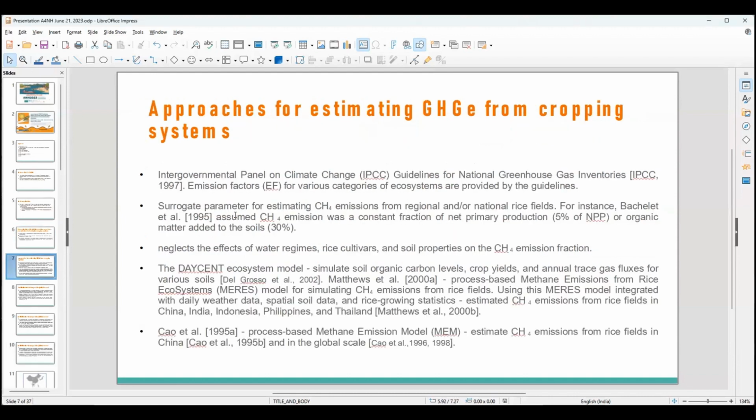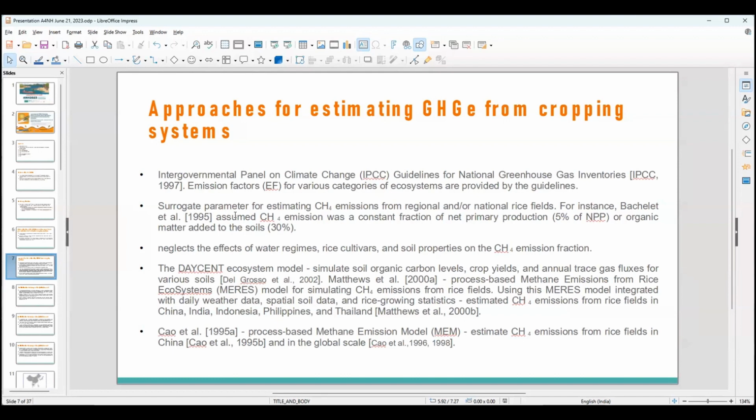Now, there have been different approaches for estimating greenhouse gas emissions from cropping systems. The IPCC guidelines for national greenhouse gas inventories, which have emission factors for various categories of ecosystems. Surrogate parameters for estimating methane emissions from regional and/or national rice fields. For example, this paper by Bachelet 95 assumed that methane emission is a constant fraction of net primary production or organic matter added to soil. But while all these approaches have their own pros and cons, this approach has a negative part, that the effects of water regimes, rice cultivar, soil properties, etc., are not considered.